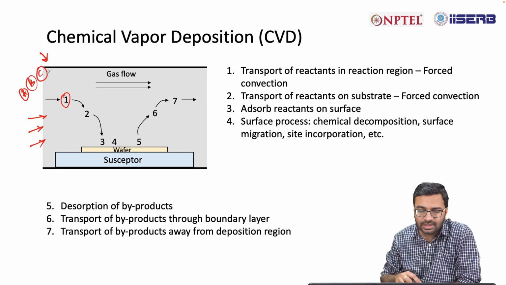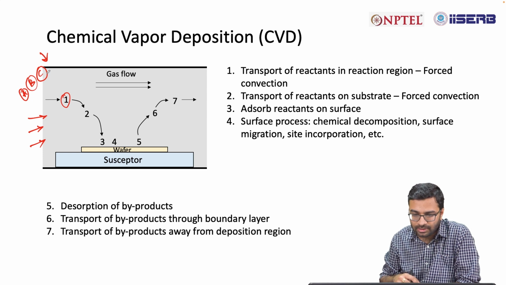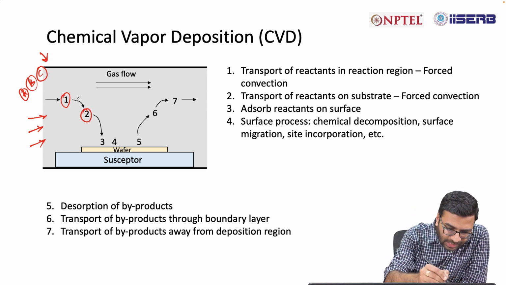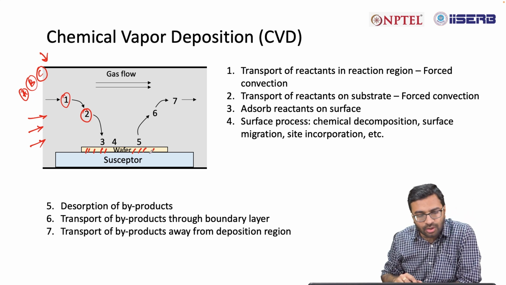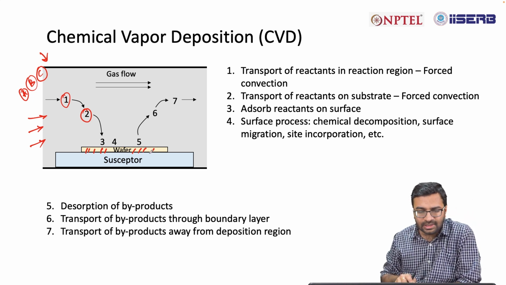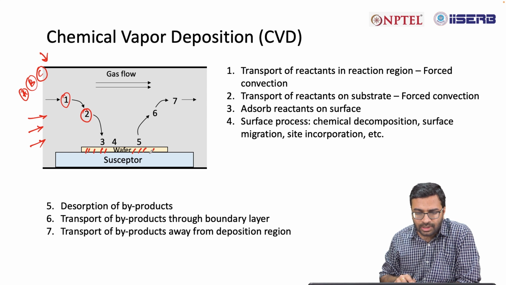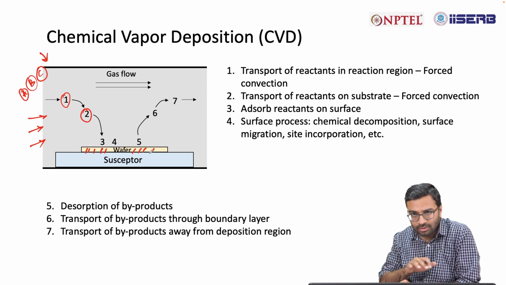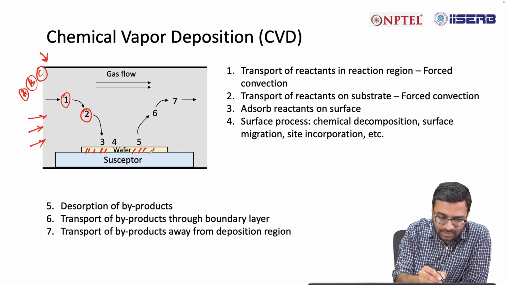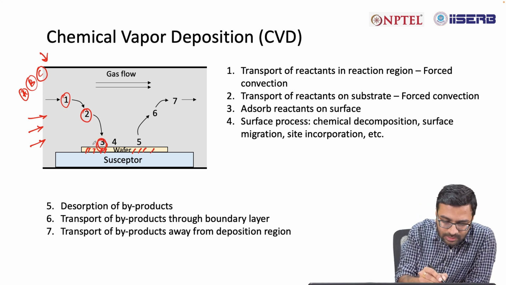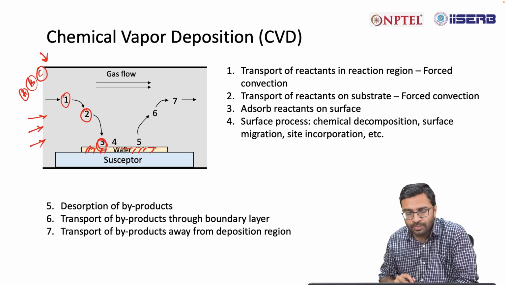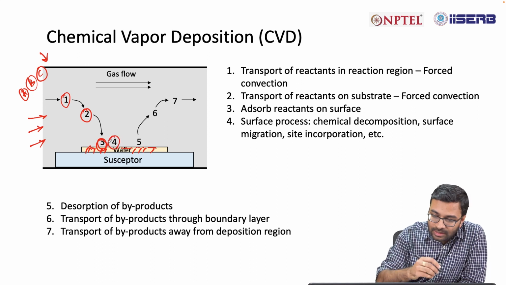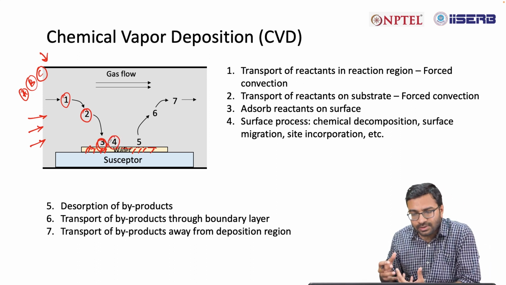The second stage is transport of the reactants to the substrate. So now the gas that is entering will be transported towards the substrate, that is where your substrate is kept. This is the second stage of chemical vapor deposition. In the third stage, the substrate will absorb the gases on the surface, that is the reactants on the surface. So this is the third stage. Gas molecules will come and get absorbed on the surface. Now in the fourth process, different surface phenomena will take place.